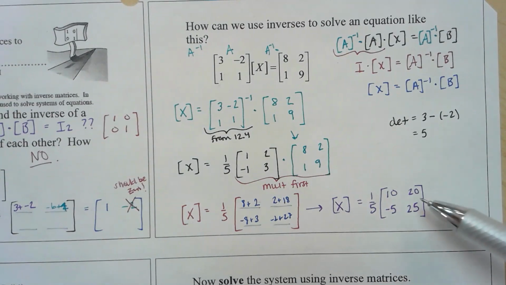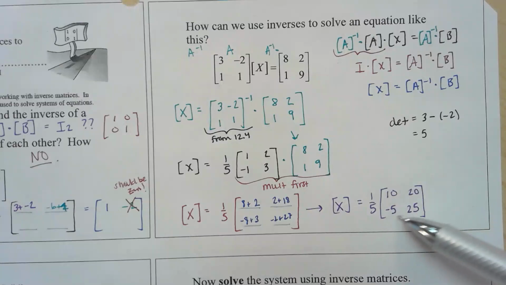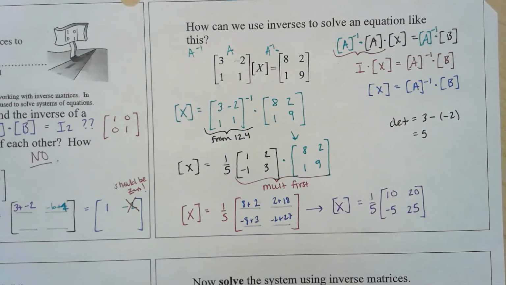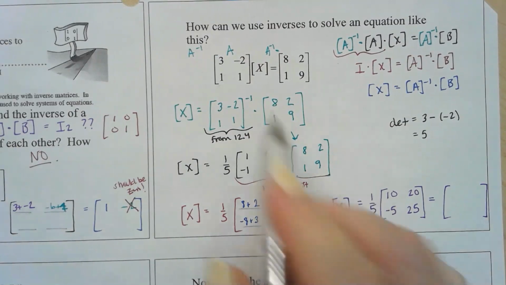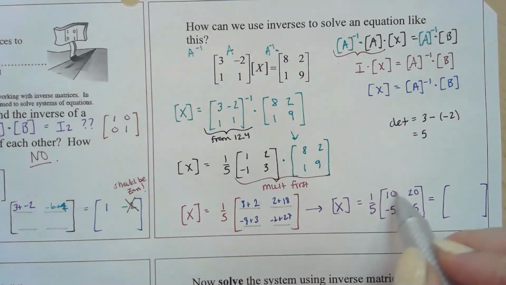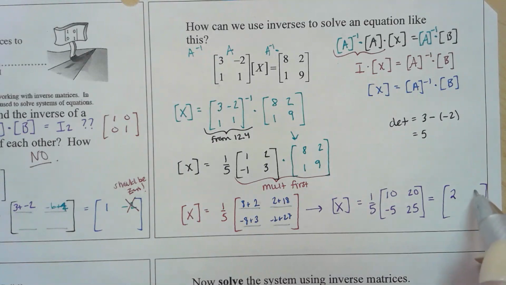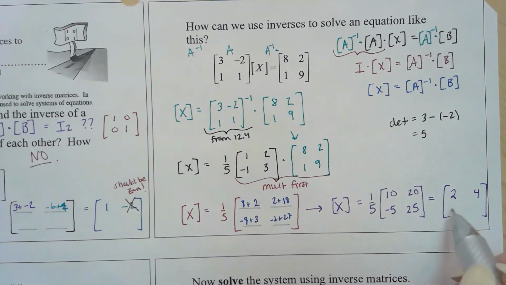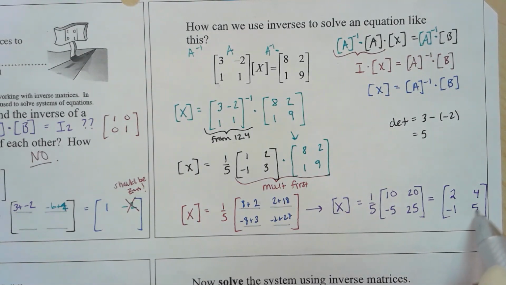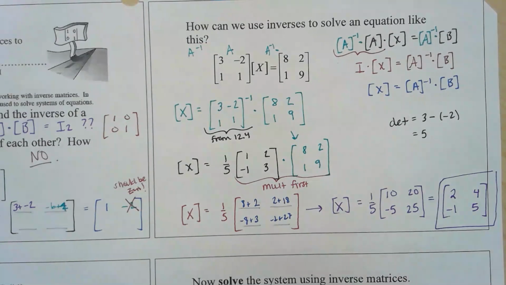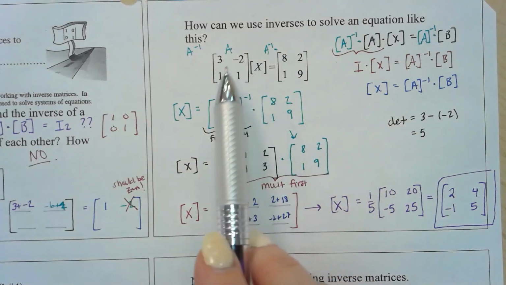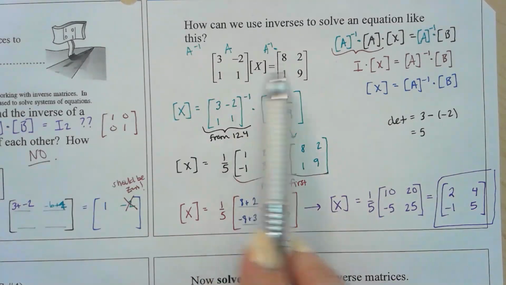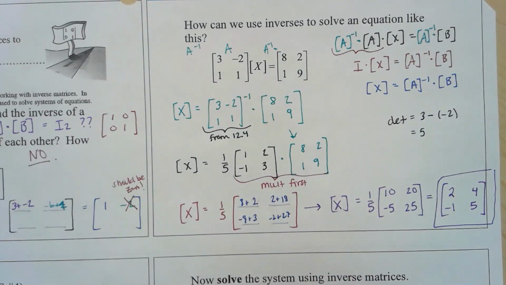And how nice is that, that all of these elements are all divisible by 5. So matrix X, our missing matrix, let's see, 10 divided by 5 is 2, 20 divided by 5 is 4, negative 5 divided by 5 is negative 1, and my last element is 5. That's our missing matrix. And if I wanted to check this, I'd go plug it back in here and multiply this times our new matrix should get us this one.